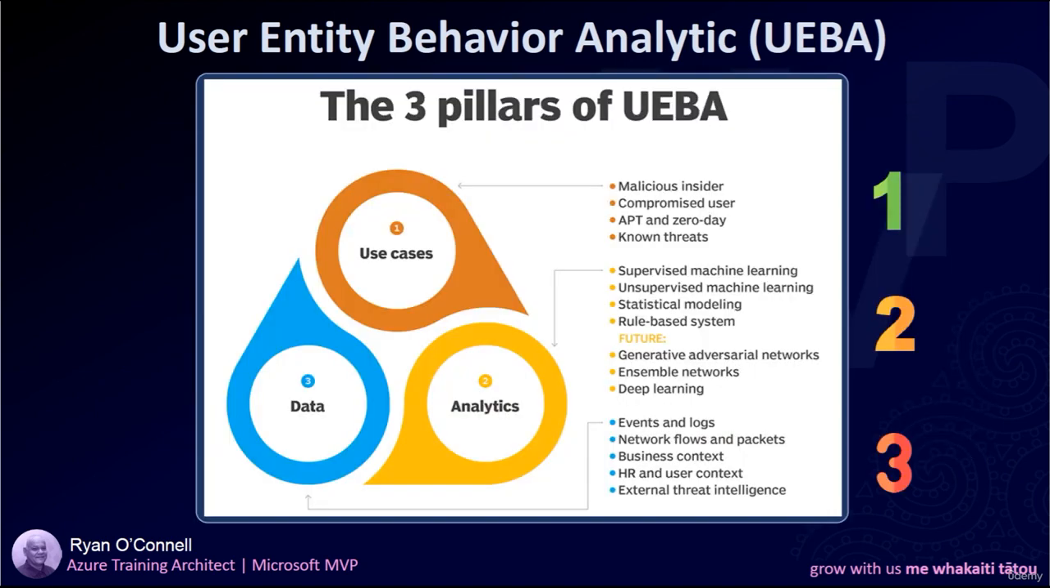cybersecurity investigations. Now we have the three pillars of UEBA, and of course you can see here on pillar 1, it's the malicious insider issues that we have, the compromised users, the zero-day attacks, and of course the known threats. Then we have the supervised machine learning, unsupervised machine learning, the stats modeling, and of course the rule-based systems on level 2. And then of course on level 3 we have that data, which is event logs and networking flows and packets and HR and user context, as well as external threat intelligence.